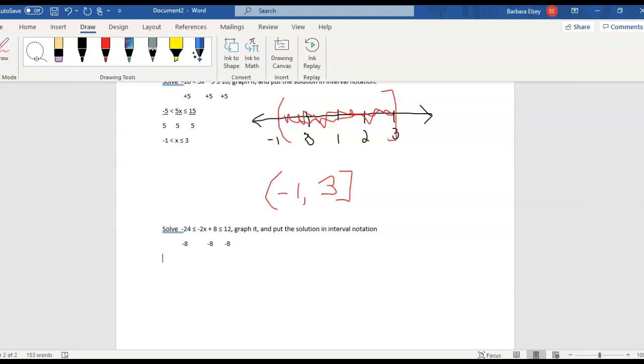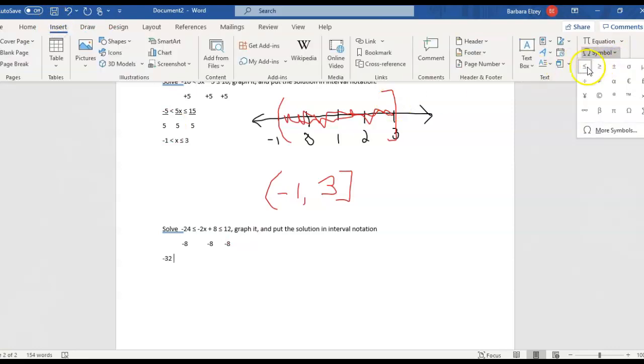All right, so I'm left with negative 24 minus 8 is negative 32. Let me get my less than or equal to symbol. I'm still left with the negative 2x. The 8's cancel. And then 12 minus 8 gives me 4. Okay, now just as before, if we pretend that this part over here is not there, to solve negative 2x is less than or equal to 4, we would divide by negative 2. Dividing by negative 2 flips our inequality, but I'll do that in the next step.